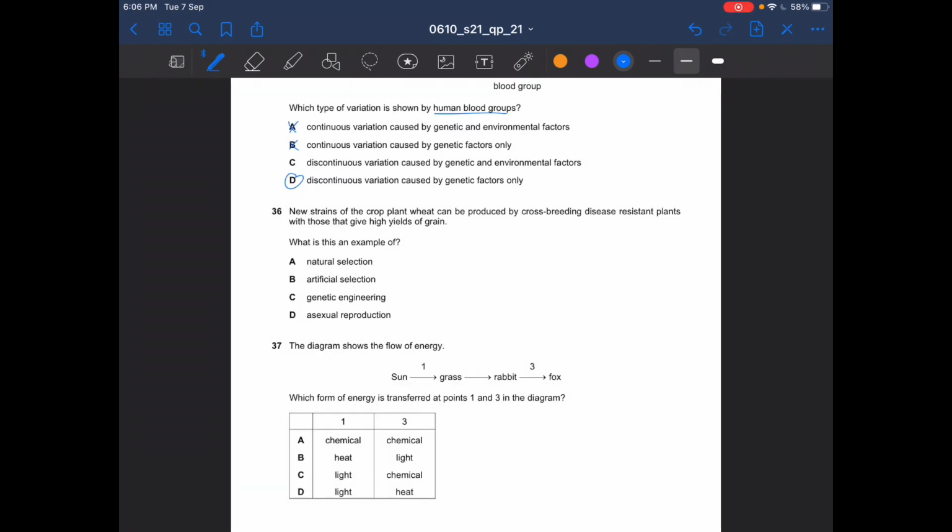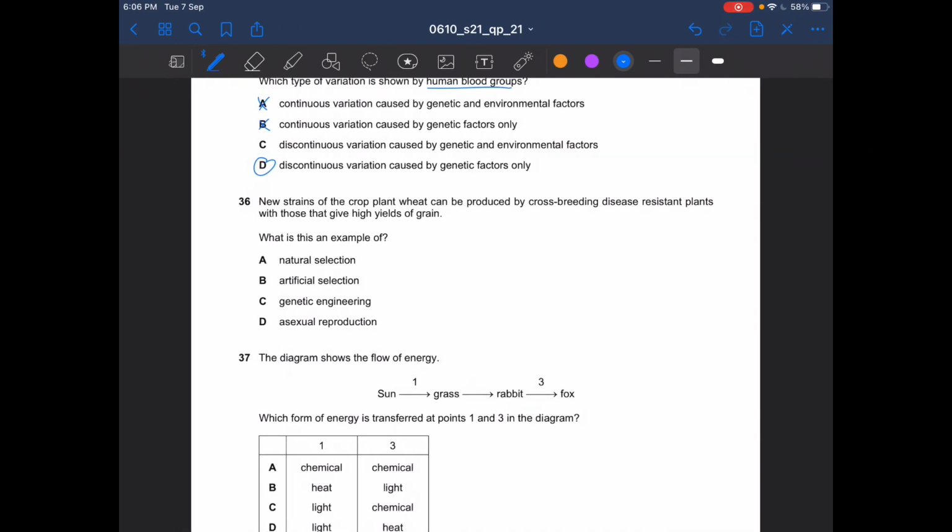New strains of the crop plant wheat can be produced by crossbreeding disease-resistant plants with those that give high yields of grain. What is this an example of? This is an example of artificial selection, which is B.